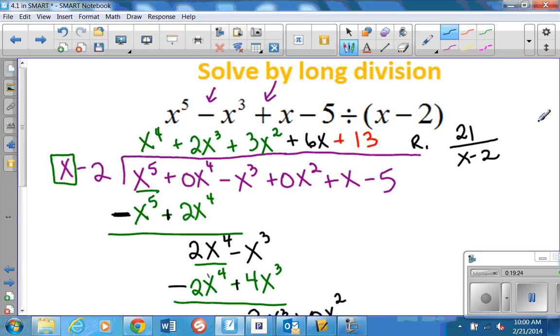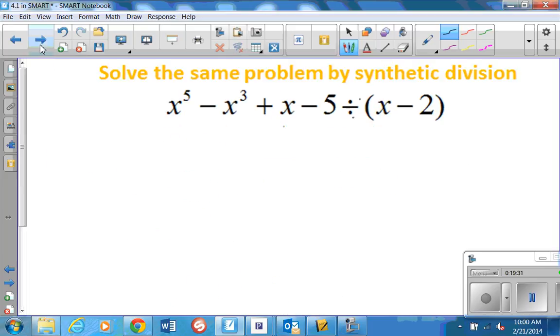Hopefully that rings a bell. Remember how to do that. And you'll remember how long and tedious that was. And then you'll remember synthetic division and think, why didn't we do them all that way? This is the same problem, but now let's remember how we did synthetic division.